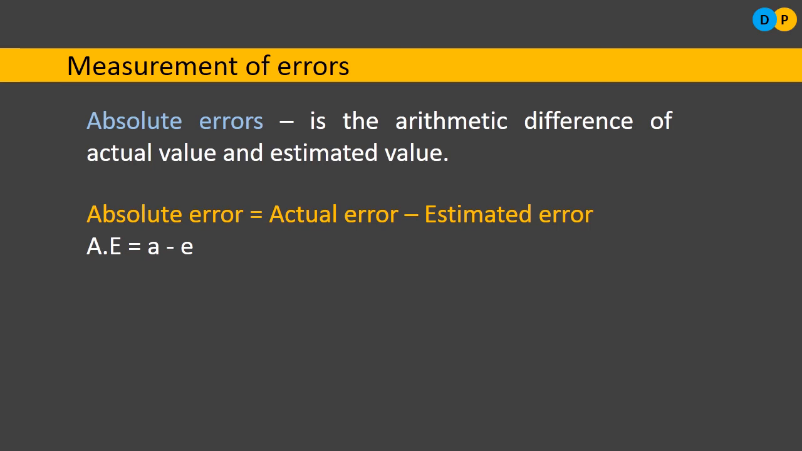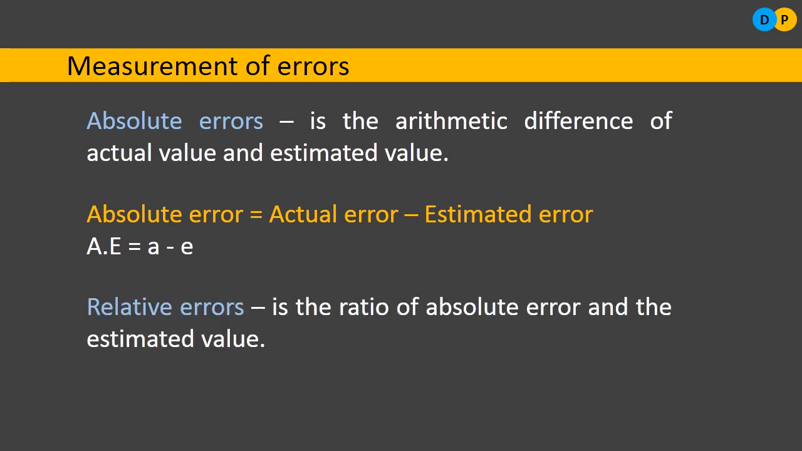So it is a very simple formula. If I want to know the absolute error, actual error minus estimated error is referred to as absolute error. That can also be given with the notation A.E., that is, absolute error is equal to actual error, small a, minus estimated error, small e. Next, relative errors. What is relative? Relative is always a ratio, percentage-wise like that. So what is relative error? It is the ratio of absolute error and the estimated error. Here, how are you putting forward the value of the error? It will be in terms of a ratio. Relative error is the ratio of absolute error and the estimated value.